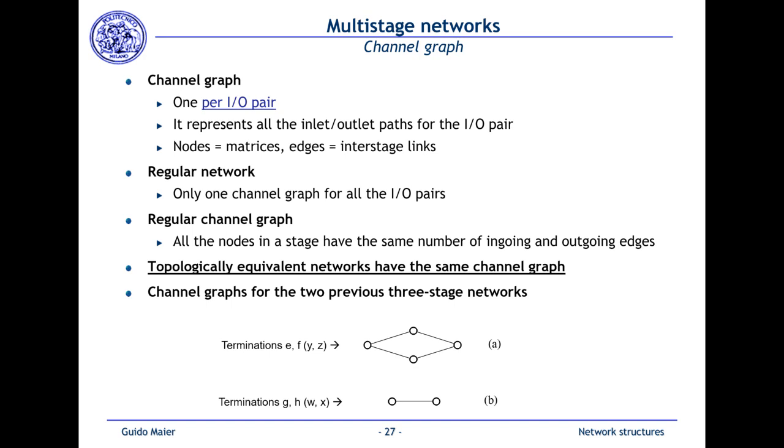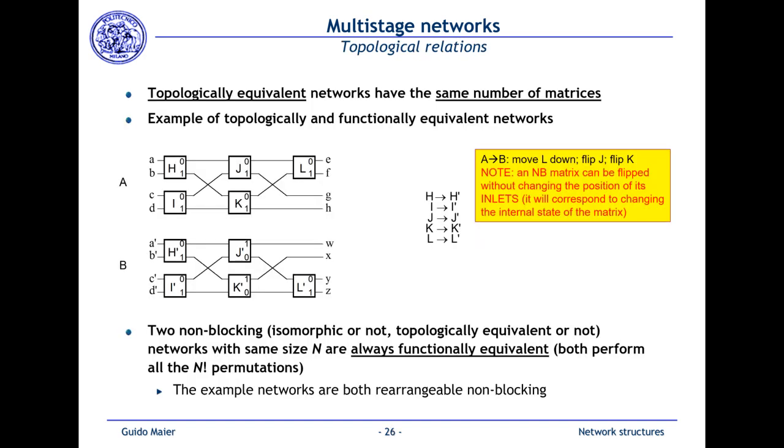So the channel graph shows, for a given path between an inlet and outlet, what are the internal switching matrices that are crossed by that path, and what are the internal links that are crossed by that path. Obviously, if the network is regular, so the structure is completely symmetrical, you just need to identify a channel graph for a pair of inlets and outlets, and then it would be the same for all the pairs. In this case, the network is not completely symmetrical, because you can see that here we have this difference in the last stage, and in fact the channel graph is different according to which input and output pair you are considering. In this previous example, inlets were labeled in this way. So you have this A, B, C, D and Y, X, W, Z.